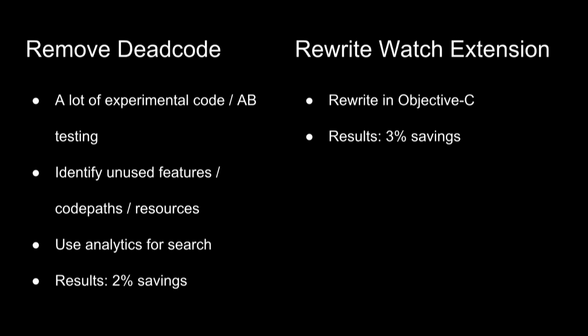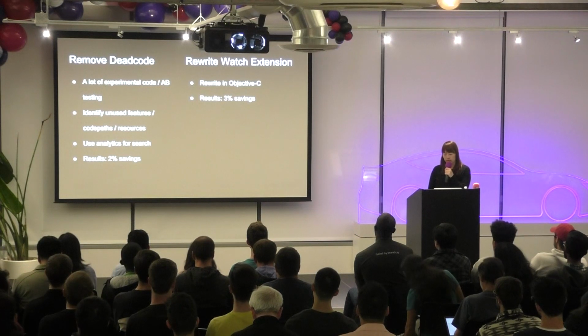First, we removed dead code. We do a lot of A/B testing, so we have tons of experimental code. Because some experiments were rolled out more slowly than others, it wasn't always easy to determine which code paths were 100% unused. So we had to spend some time identifying truly unused features in code paths. And we used the analytics a lot to do so. Removing those areas gave about 2% savings. We were being conservative at the time, so the number wasn't as high. But since then, we've added automation to detect stale experiments and also to remove the corresponding unused code paths. So we gained extra savings.